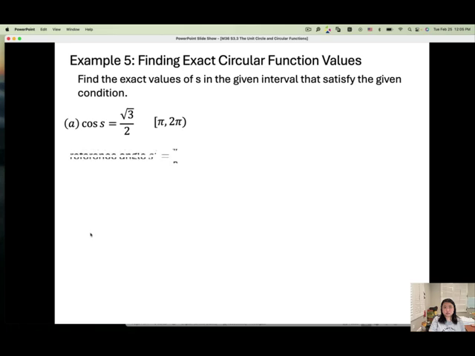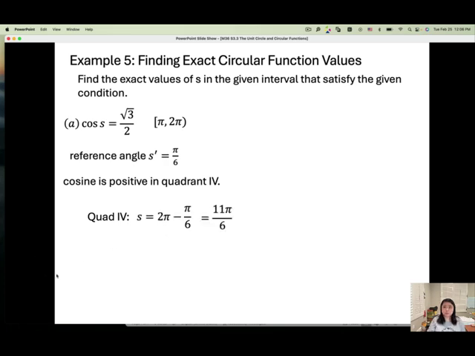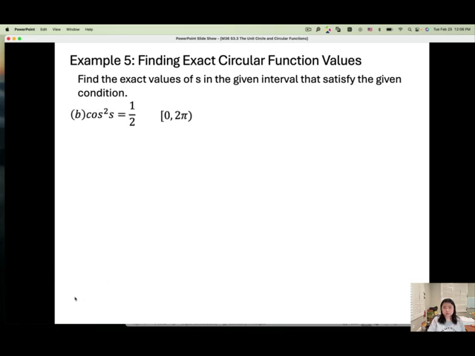Okay, check the work. Find out the reference angle. If they're given in radians, you have to use radians. And then cosine is positive in quadrant 4. So we have 2 pi minus the reference angle, which is going to be 11 pi over 6. Okay, next one.